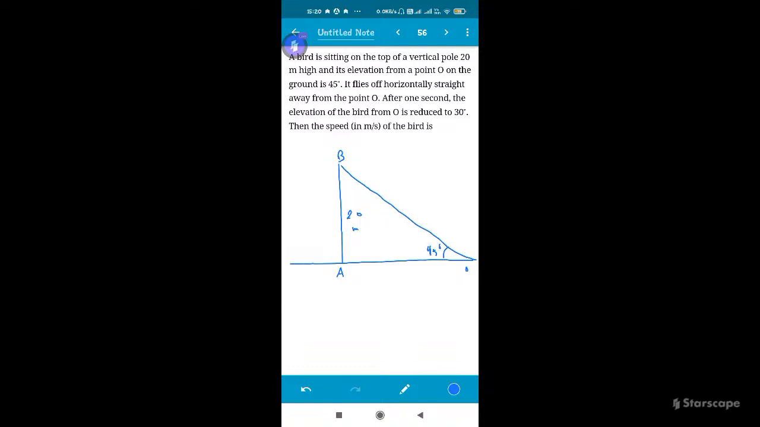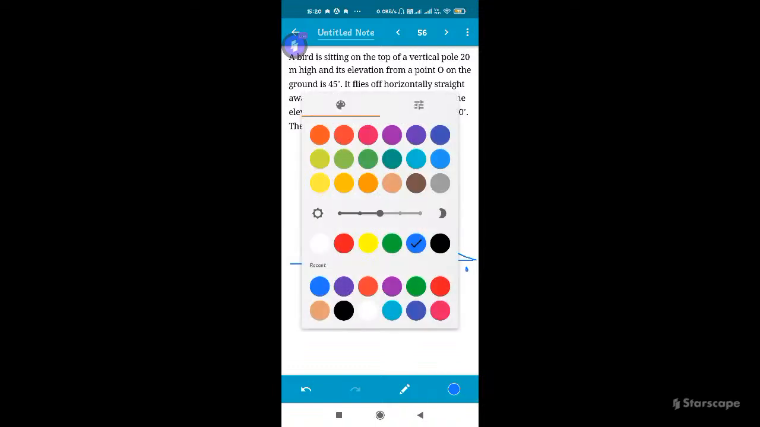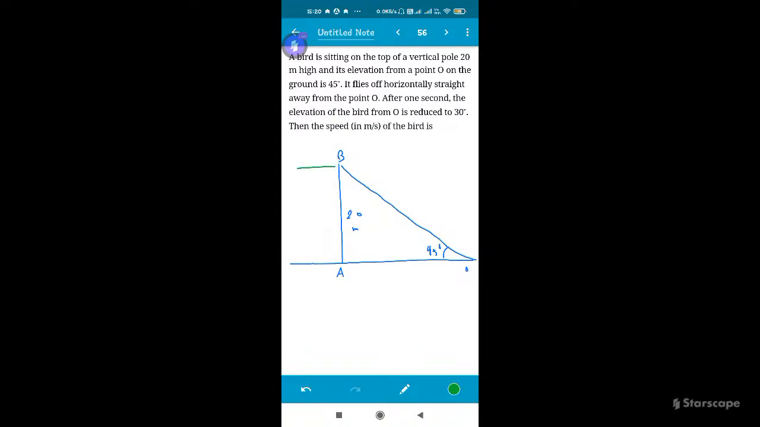This is the question till now. Now what has been said, it flies off horizontally straight away from the point O. That means it is flying in this manner. It is moving like this, horizontally but away from O. If it was moving in this direction, it was moving towards O. But it has been said that it is moving away from O. That means it is moving away from the point B.